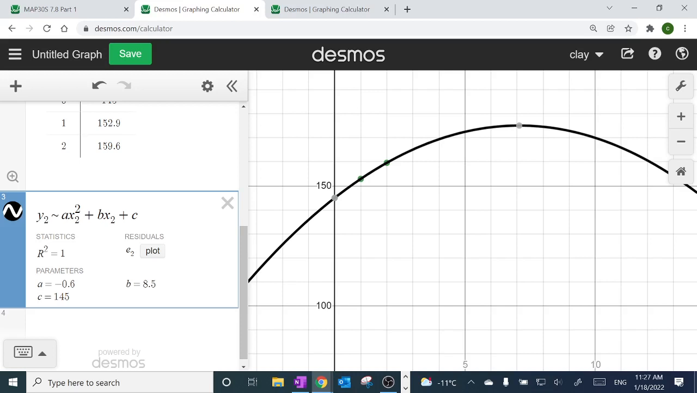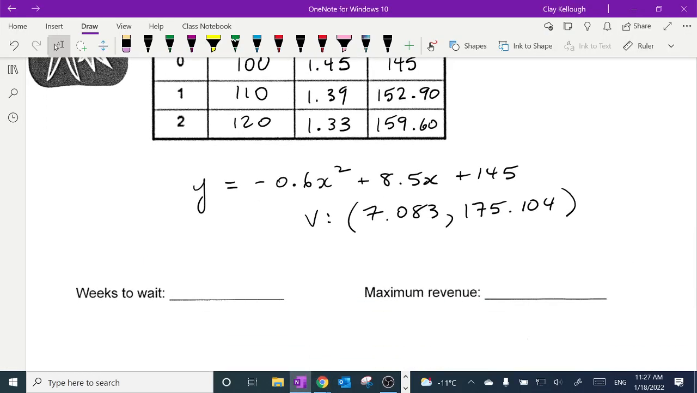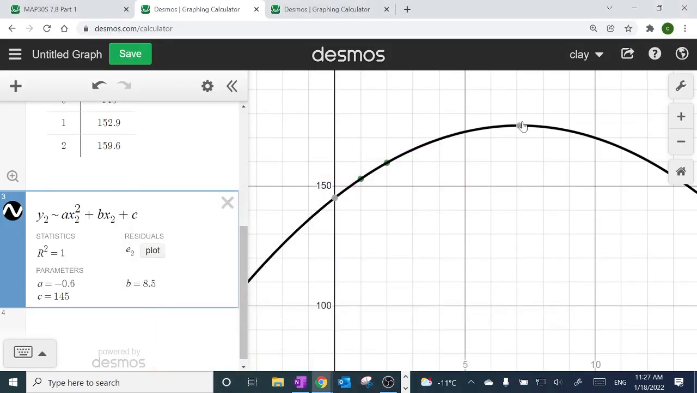Okay, so now, I could train a monkey to do what we just did, right? Press buttons. You have to understand what it means. What does this tell us? That the weeks for waiting is 7.0. There it is. This number is how many weeks to wait. Let's just round it to the nearest week. So harvest after 7 weeks, and we should get a maximum revenue of about $175. If we waited longer than 7 weeks, we wouldn't make more money, because look at what the graph's doing. Now it's going down. Okay, any questions on how I did that?